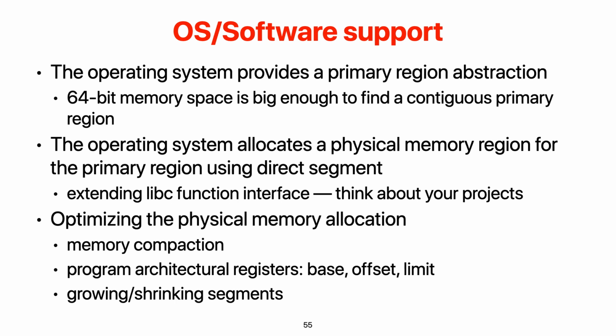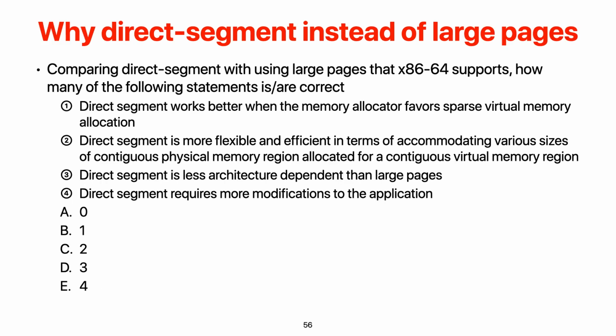So to support the direct segment, we still need operating system support. It's the operating system's duty to allocate a physical memory region to use as the direct segment. And optimizing the physical memory allocation requires memory compaction and setting up those architectural registers. Growing or shrinking a segment also requires operating system support. And in NVIDIA's case, they embedded this support in their runtime system.